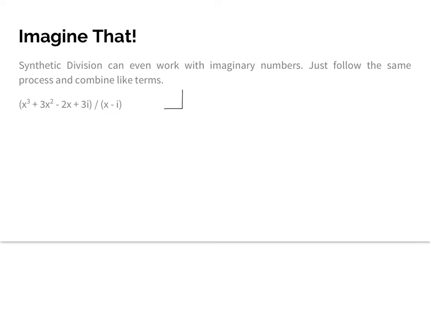So when I set up my synthetic division, my c is i here. That's what I'm subtracting from x. I'm going to write in my coefficients. I'm going to leave myself a little bit of space here now. I get a 1 for x cubed, 3 for x squared, negative 2 for x, and then 3i. So I'm going to start by bringing down the 1. And I do i times 1, which is i. Now, that's going to be 3 plus i. I can't combine those as like terms, so I'm just going to write it as a binomial, 3 plus i.